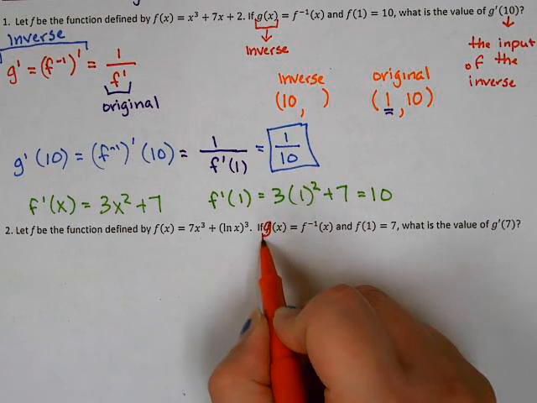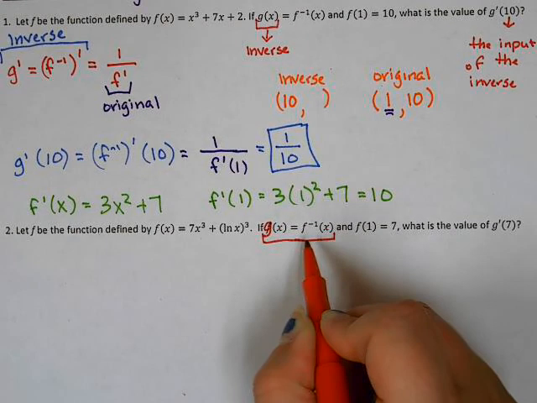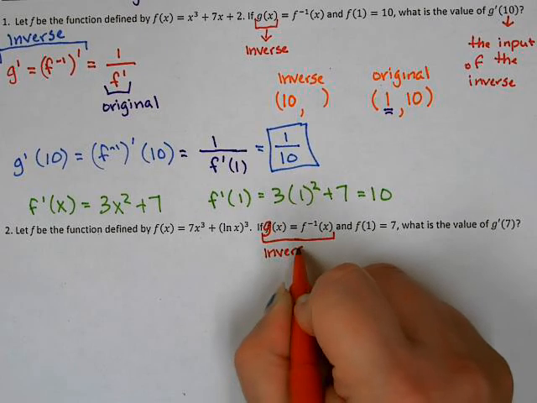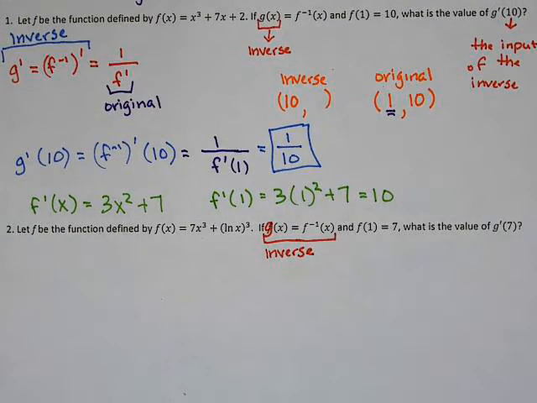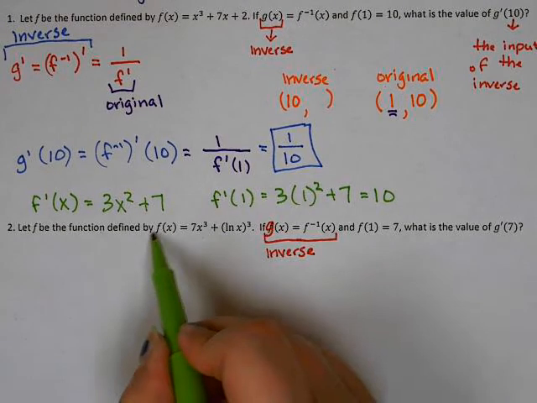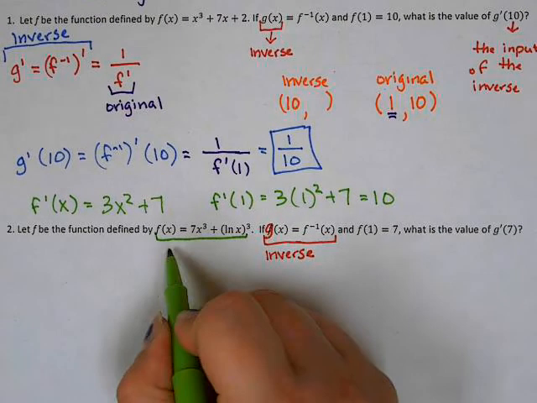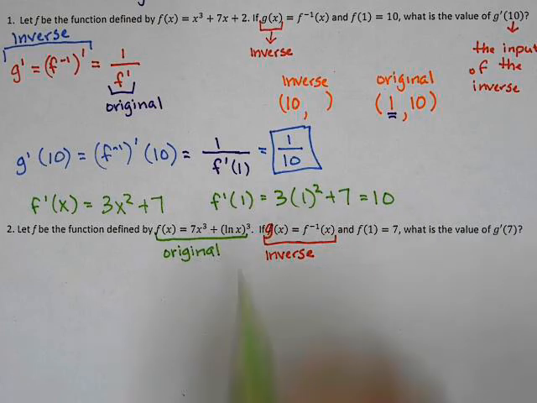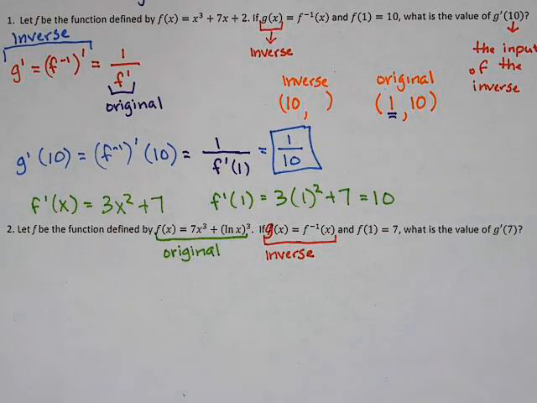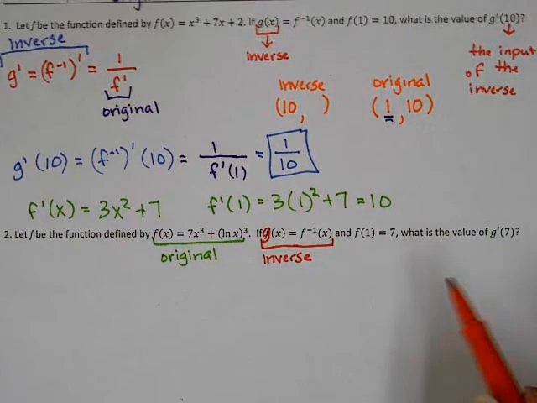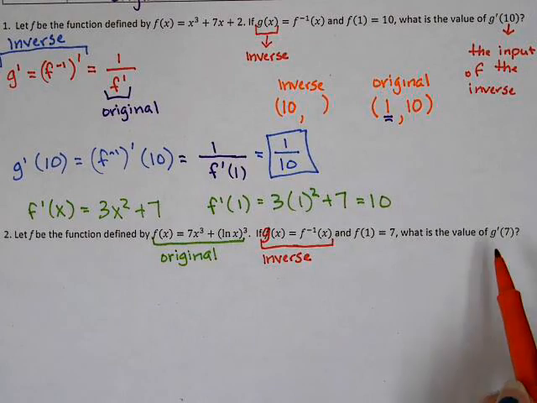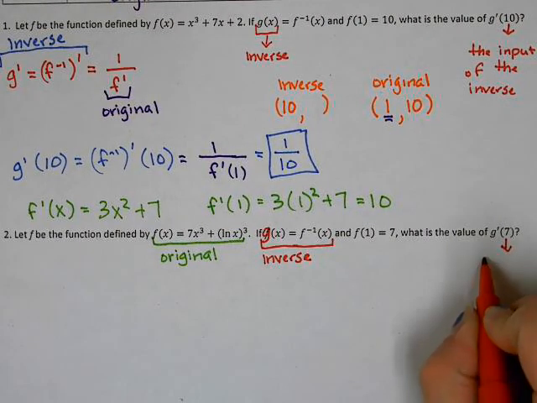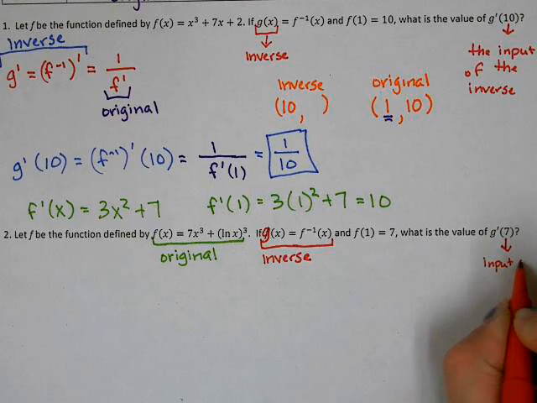So we need to look at the fact that g of x is equal to f inverse of x. So this is our inverse part. All right, and f of x, this function here, this is our original. Okay. Then when we're looking for g prime of 7. So 7 is the input of the inverse.